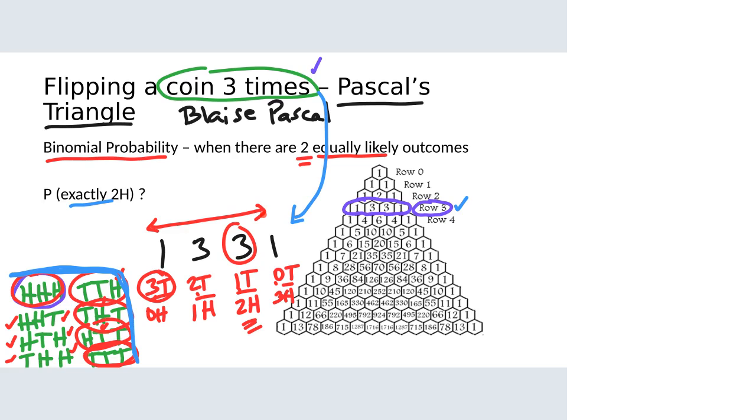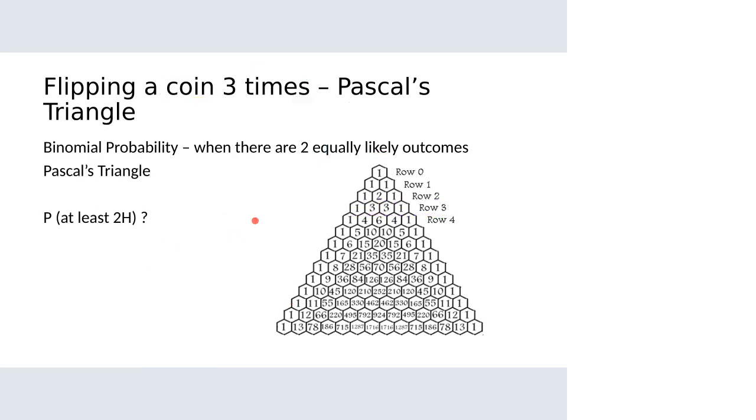All right, fantastic. Let's look at another one. We're going to flip a coin 3 times. We're going to use Pascal's triangle to answer this question. The reason we can use Pascal's triangle is this is binomial probability. We have 2 outcomes. They're equally likely, so we're good to use Pascal's triangle.